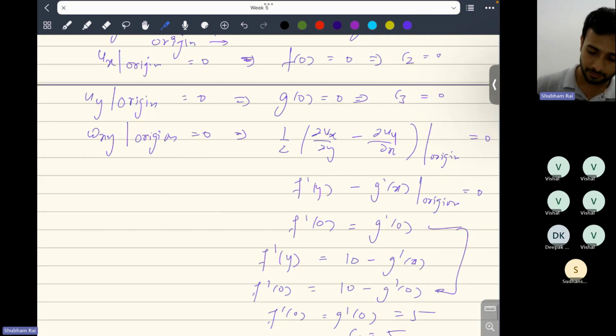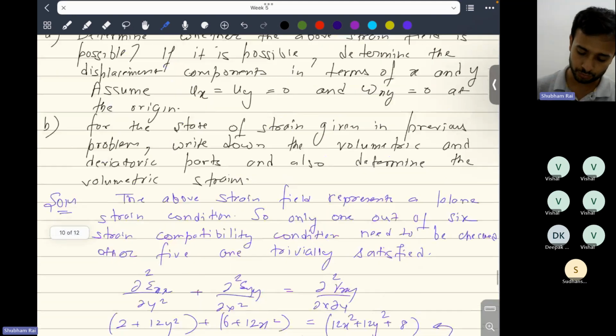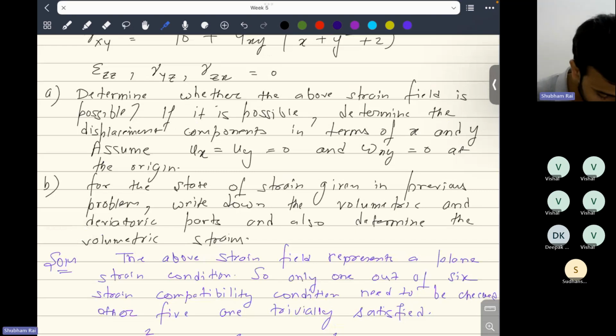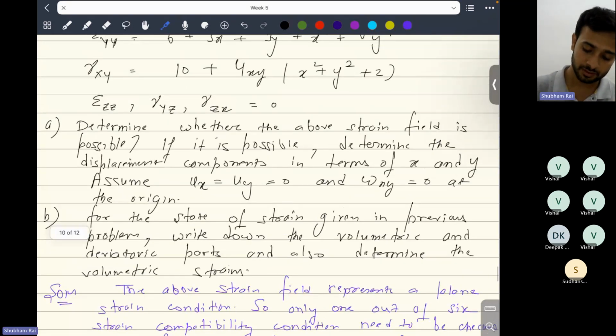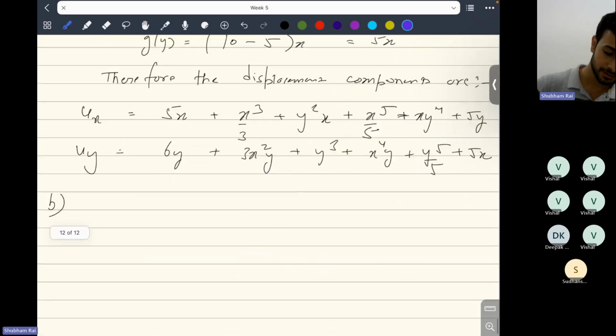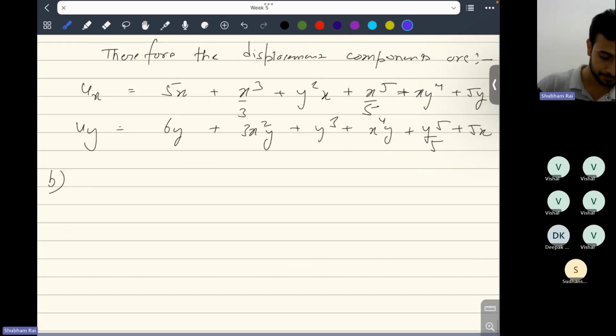In part B, you need to find, for the state of strain given in the previous problem, the volumetric and deviatoric parts. Also determine the volumetric strain. The previous problem is this problem only, this part A it is referring to. So you have to find the volumetric and deviatoric parts, and determine the volumetric strain. Now you have the expressions, you can easily find it out.